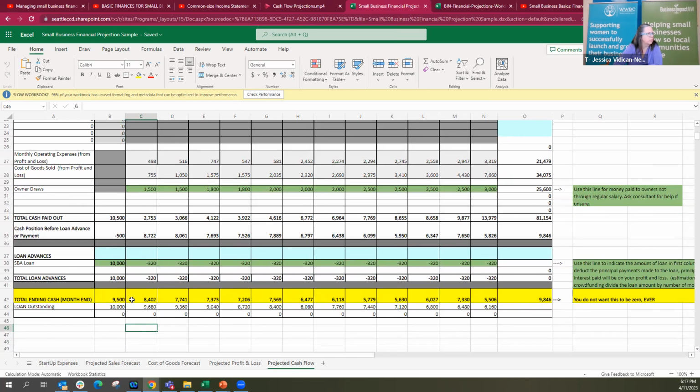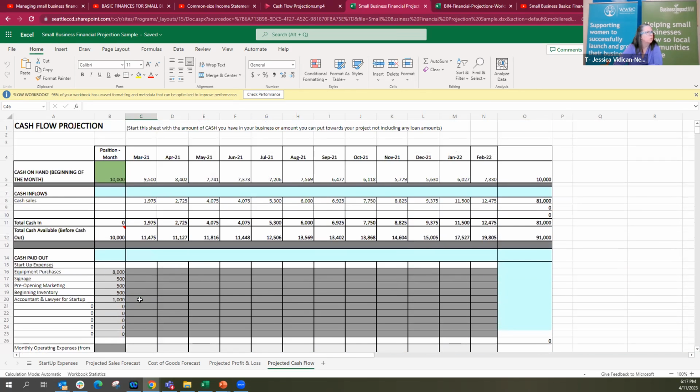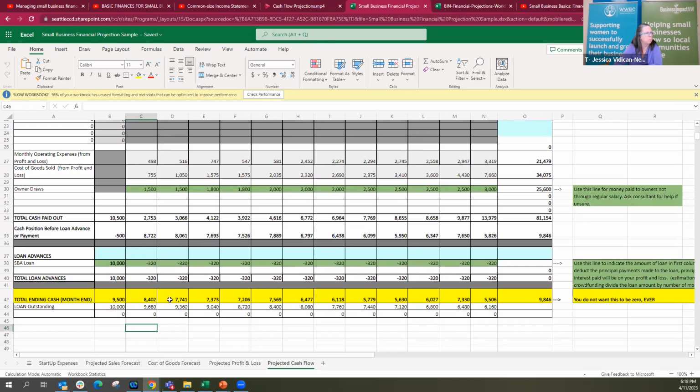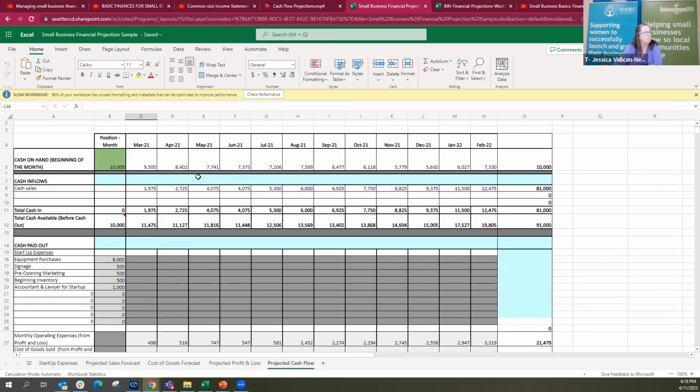But for example, this 8,420 should come right back up here to the beginning of the month. And the same thing happens. You go all the way down to the bottom of April, and you have 7,741 left over, and you bring that up to the top and put it at the beginning of May. And so that's your projected cash flow, and that's how it flows through the account.